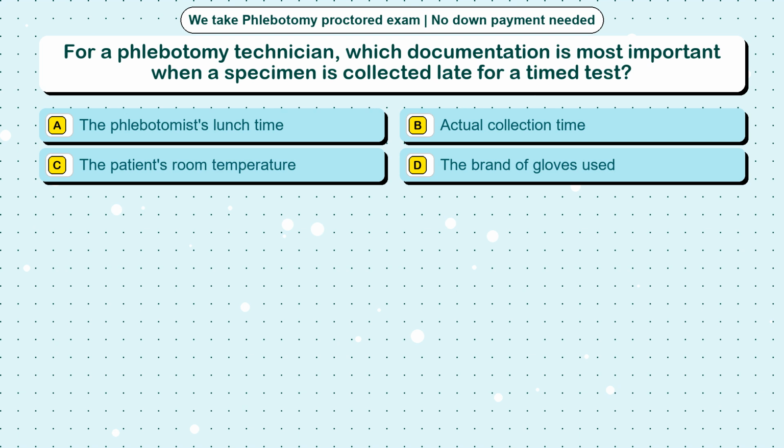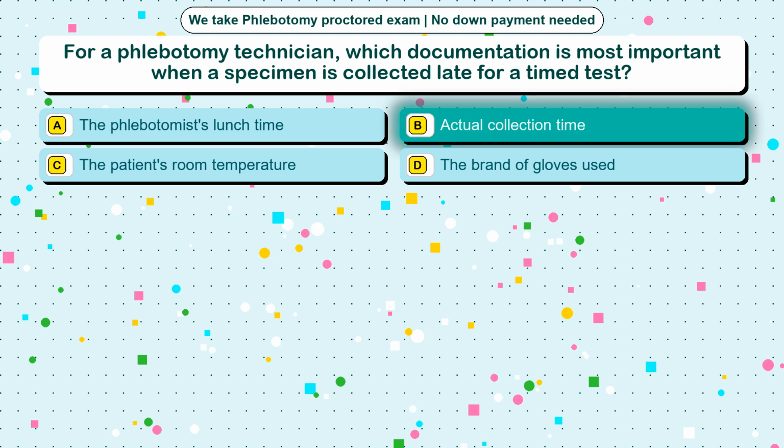Question 22. For a phlebotomy technician, which documentation is most important when a specimen is collected late for a timed test? Option A, the phlebotomist's lunch time. Option B, the actual collection time. Option C, the patient's room temperature. Option D, the brand of gloves used. The correct answer is option B, actual collection time.